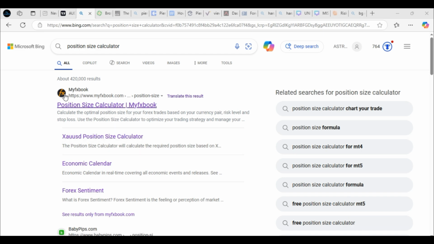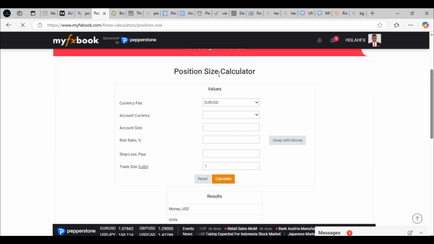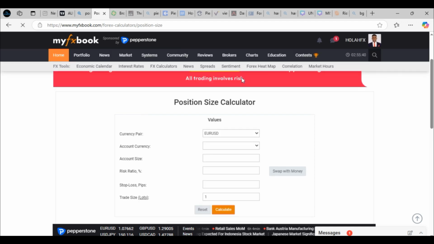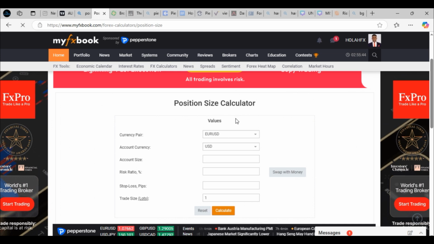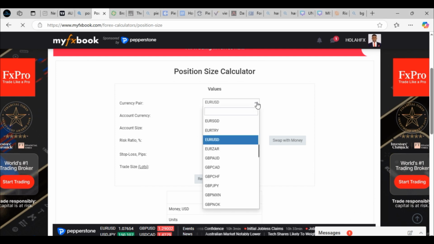After typing position size calculator, go with the one that has MyFXBook. So you click on that particular one, then it brings you to this page as we have here. Now, what does this mean? Look at this position size calculator, which tells you how to calculate your position. The first thing you're going to see here is that it is asking us which currency pair you are trading, or want to trade. So for example, let's say we are going with Euro USD, then you can click this drop down button to see a whole lot of currency pairs that we have here.